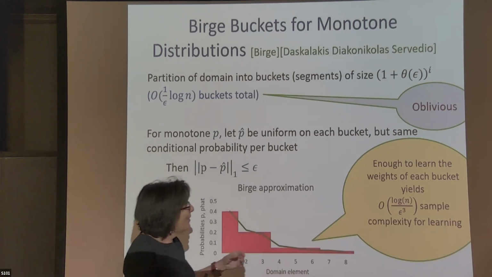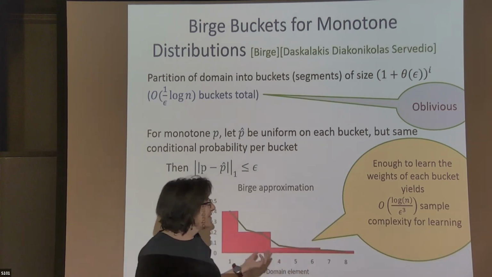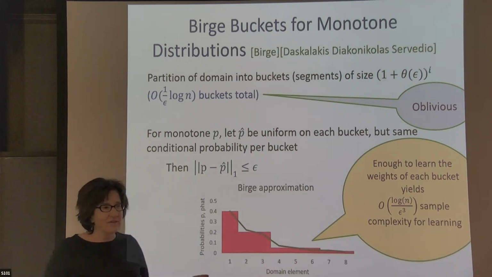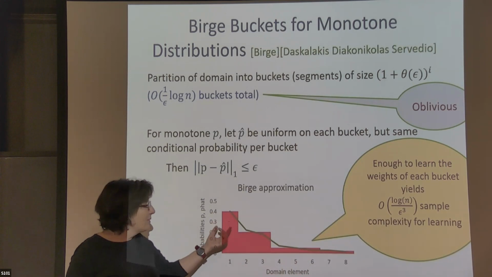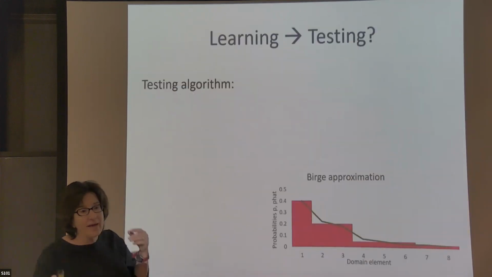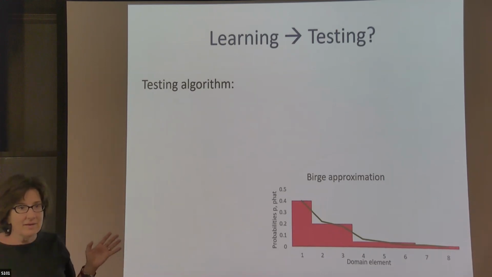So what does it say? For learning, it's enough to learn the weight of each bucket, and I'll just output P hat, and that's a good approximation to P. So we have a learning algorithm. Do we agree? We're just going to learn the weight of each bucket and output P hat. That's great. How do we get testing?